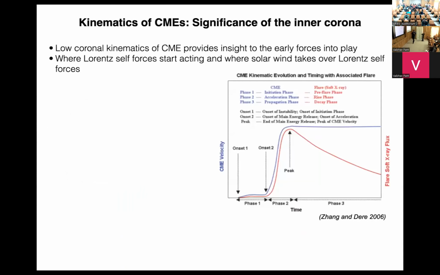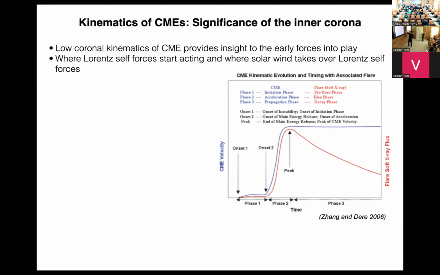Why do you want to study the inner corona? That is the first thing we should ask ourselves: why the inner corona is important. Here is the plot by Zhang and Dere 2006, where they have shown the CME velocity, in blue, and the X-ray flux, in red. You must have already read about X-rays and X-ray flux in Srikar's talk.